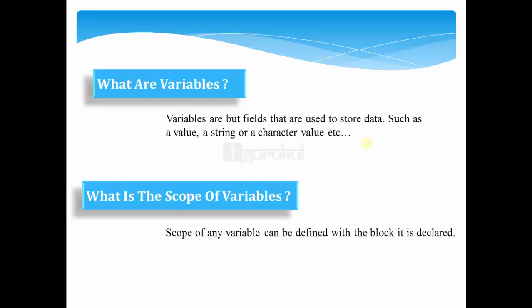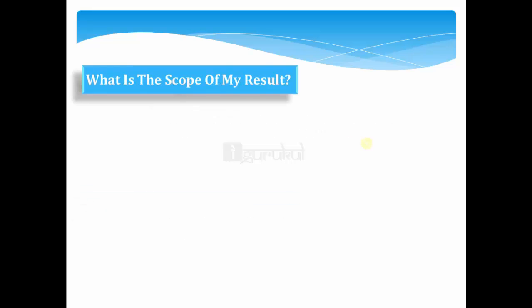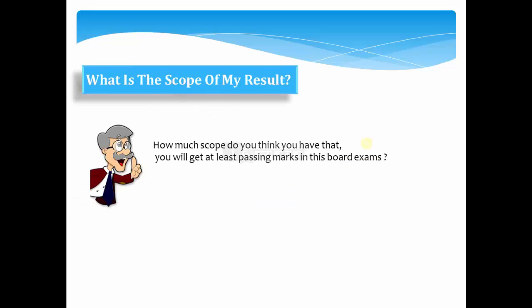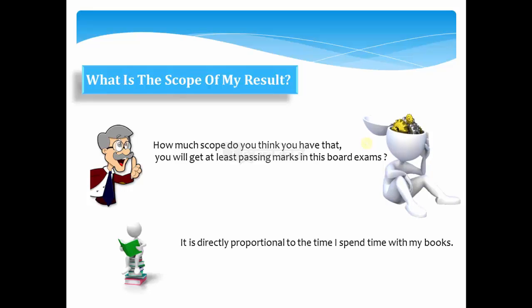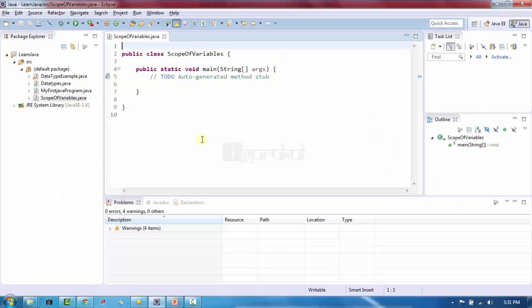So let's take another example and learn it in an easy way. As my exams are coming on, my dad asked me one day, how much scope do you think you have that you will get at least passing marks in the board exam? I can bet that it is one question every student must face during exams. It kept me thinking about what the answer should be. Then I concluded that it is directly proportional to the time I spend with my books. So the longer I stay with my books, the better result I will get. Similarly, the scope of a variable is limited to the block in which it is declared.